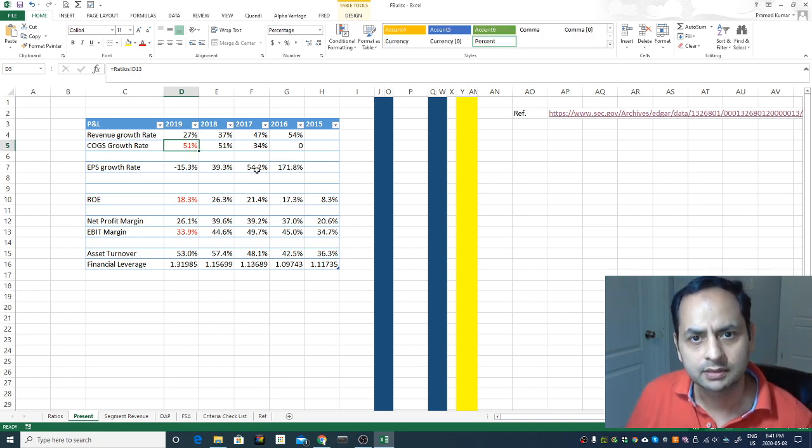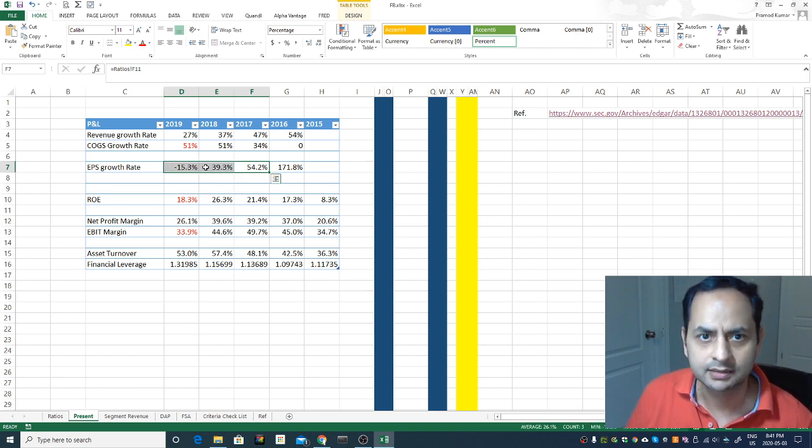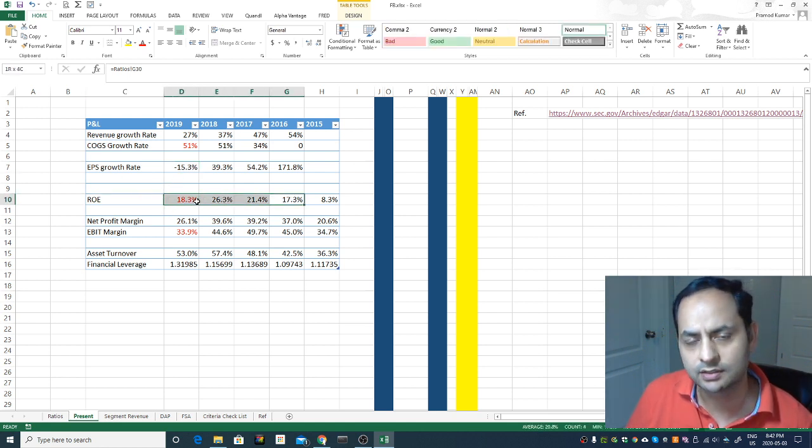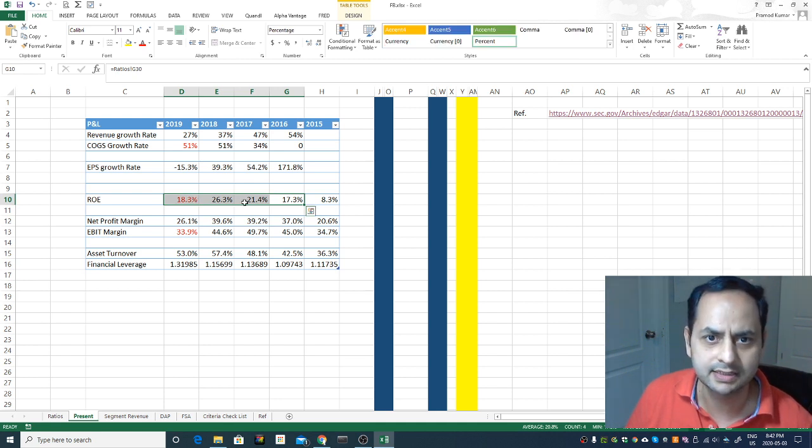EPS growth, again, this is 54.13 and it's dropping. It's a pretty big company, so I expect in the coming next year it will be higher as well, not low. Okay, the return on equity, it's going, but it's still not bad. It's 18% this year. In 2016 it was 17. Seems like they made a good move.